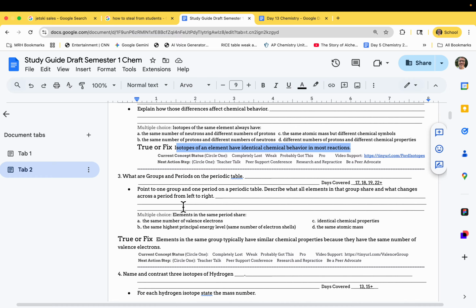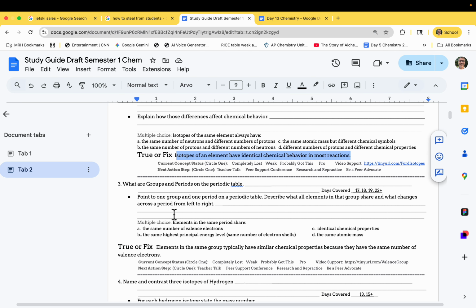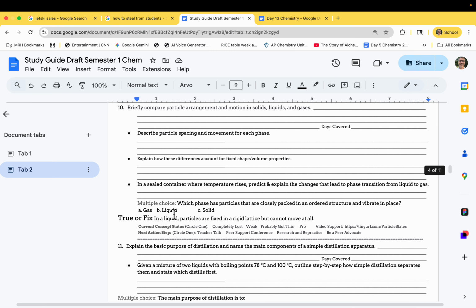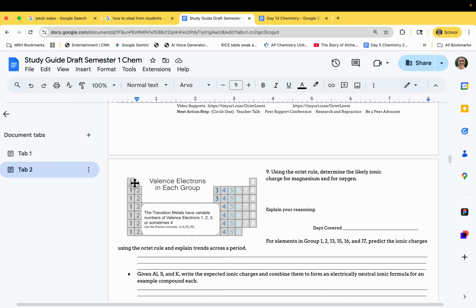Item 3. What are groups and periods on the periodic table? On the periodic table, we know the groups are the vertical columns up and down. So group 1 all have 1 valence electron. Group 2 all have 2 valence electrons. Group 13 or 3A has 3. 14 or 4A has 4 valence electrons.